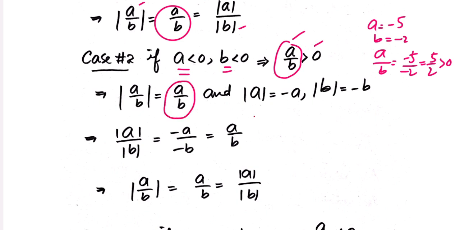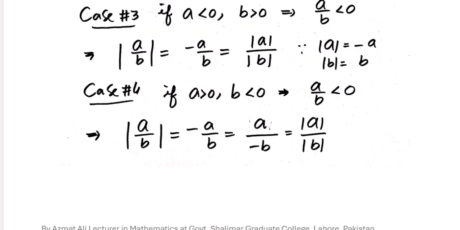But on the other side, |a| is equal to, because a is negative here, so its value is minus a. Similarly, b is negative here, so its absolute value is minus b. And what is the ratio |a| over |b| in this case? |a| over |b| is equal to minus a over minus b. Cancelling out minus, we have a over b, which is equal to the absolute value of a over b. So the absolute value of a over b is equal to a over b, which is equal to |a| over |b|. So equality holds for case number 2 also.